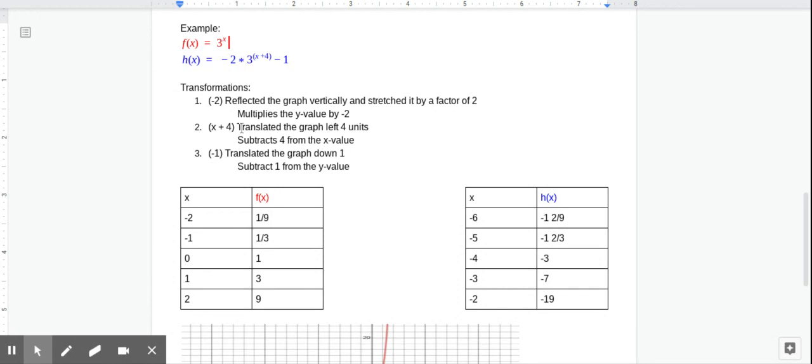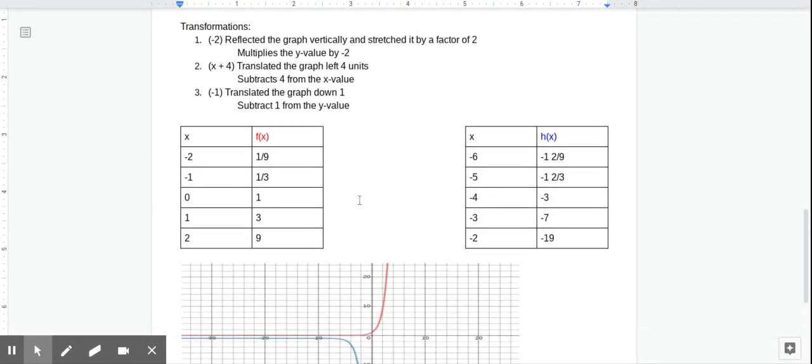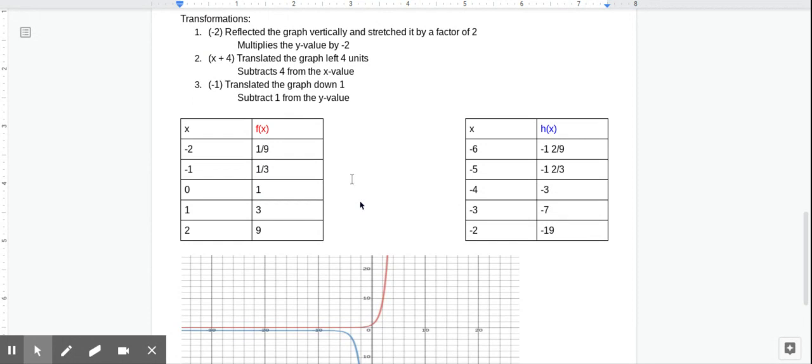Remember, order of operations. The negative 1 at the end here is our k. It is telling us that we are translating the graph down 1, which means we will subtract 1 from the y value. So if we take a look at a table, we have a standard form of a table. 3 to the negative 2 power would be 1/9, etc.